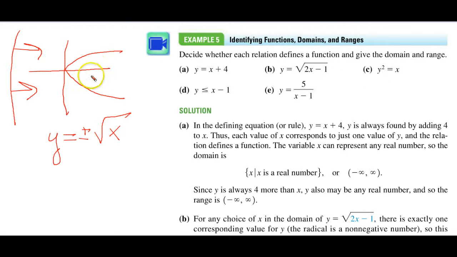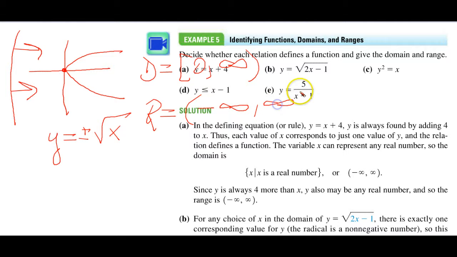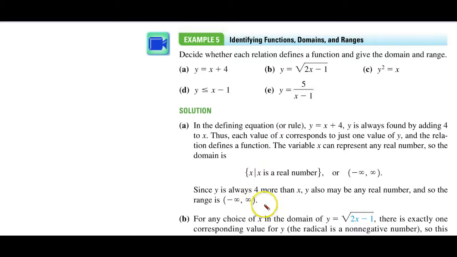Now, the domain and range of this would be that it would start at 0 for the domain and go to positive infinity. And then for the range, this eventually comes up from negative infinity to positive infinity. Okay, let's go on. And again, all the answers are down below, so you could look at that too. I'm just giving you a little interpretation of it.